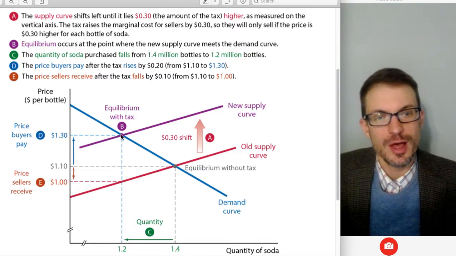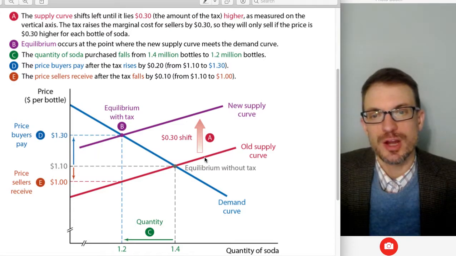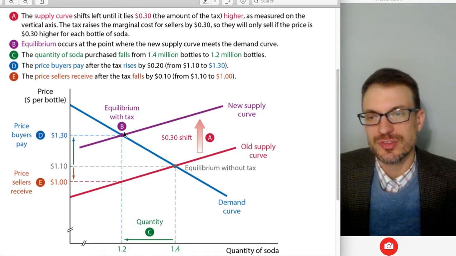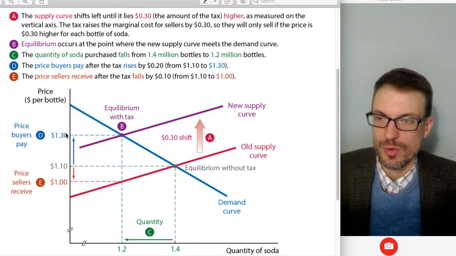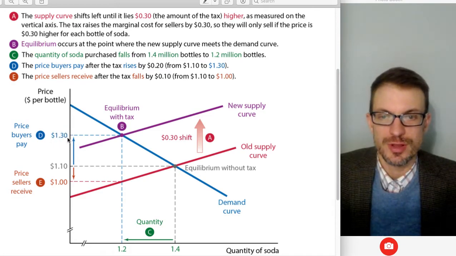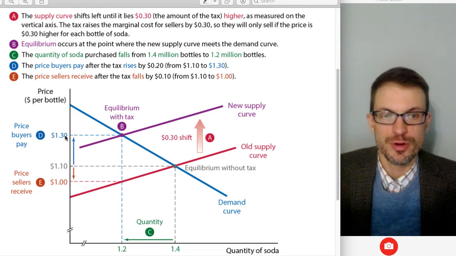The vertical height between the old supply curve, think of the supply curve as capturing the cost of production. Now we've added in this artificial cost of production, the tax, that brought us up 30 cents higher everywhere. So that's our new supply curve. Now, this gives us our new equilibrium, which was found at $1.30. This is actually what buyers are going to pay, $1.30. That's not 30 cents higher than the old equilibrium. Previously, buyers were paying $1.10. Now buyers are paying $1.30.